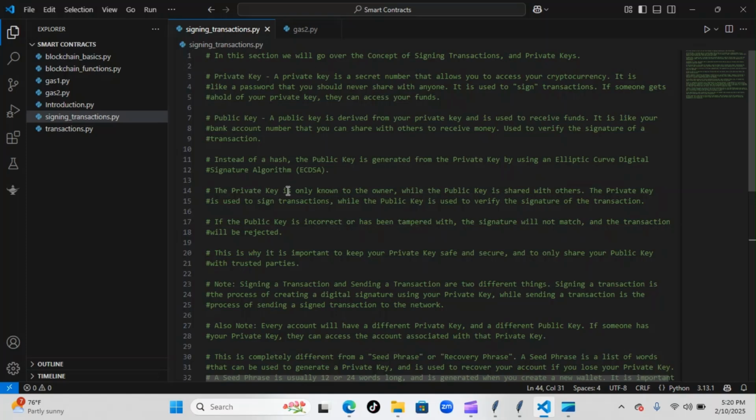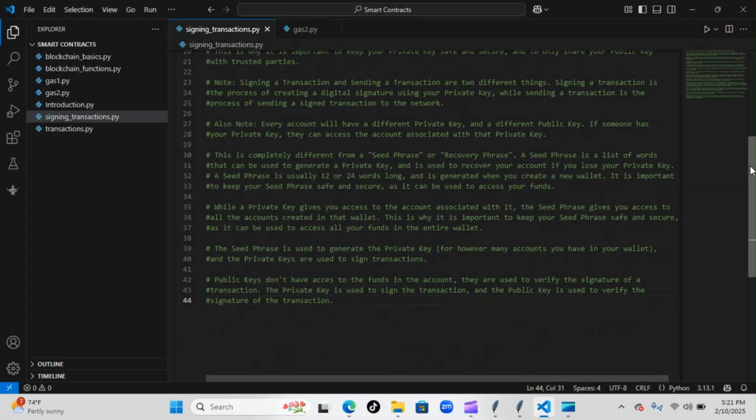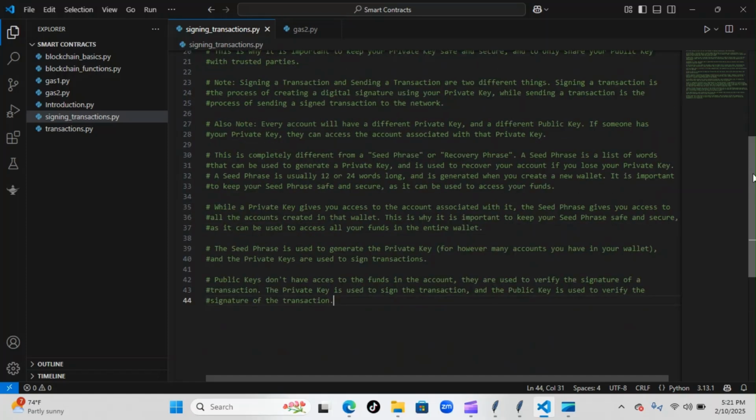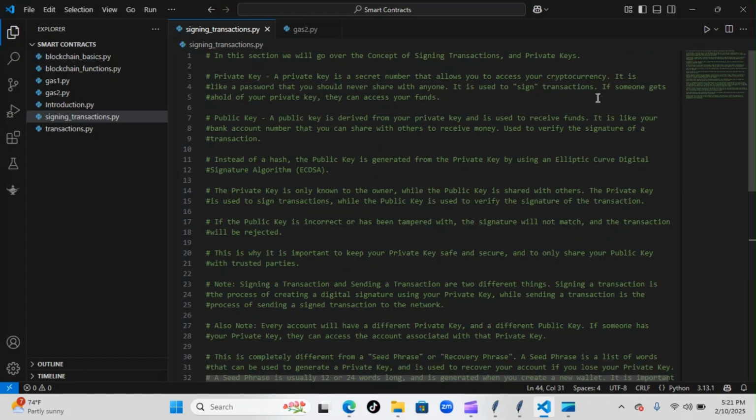And the private key is only known to the owner, while the public key is shared with others. The private key is used to sign transactions, while the public key is used to verify the signature of the transaction, like I just stated for you. Now, if the public key is incorrect or has been tampered with, the signature will not match and the transaction will be rejected. That's basically the gist of what the whole module was about. We just went in depth about everything surrounding the private key and the public key. And we also touched on other things like seed phrases and all that stuff, but I'm not going to go into that right now. So that was the end of the module for that.